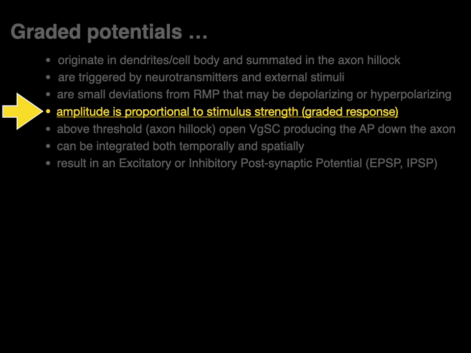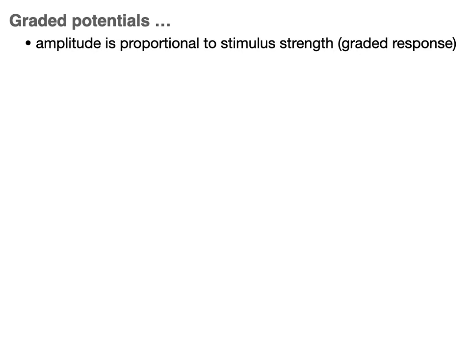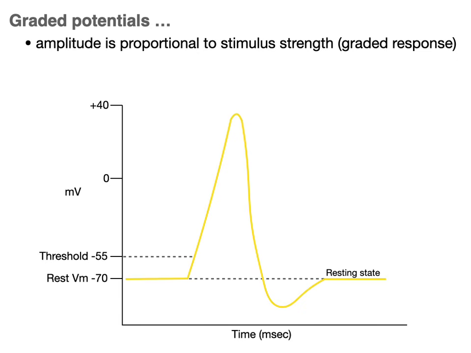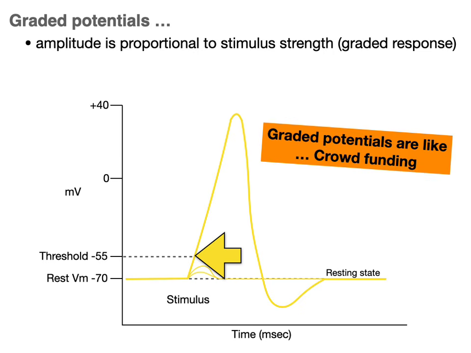Now, a graded potential's amplitude is proportional to the stimulus strength, this graded response. So here we've got this action potential graph again. Now watch what happens from resting membrane potential. There's a small stimulus, and then there's a greater stimulus, and a greater stimulus that reaches threshold, and bang, it then fires an action potential.